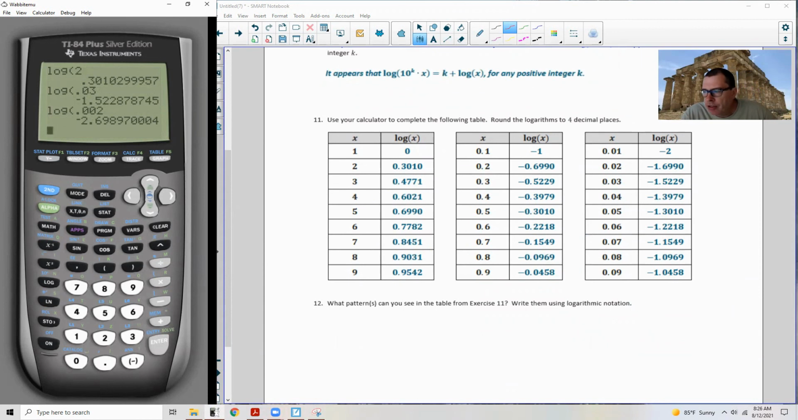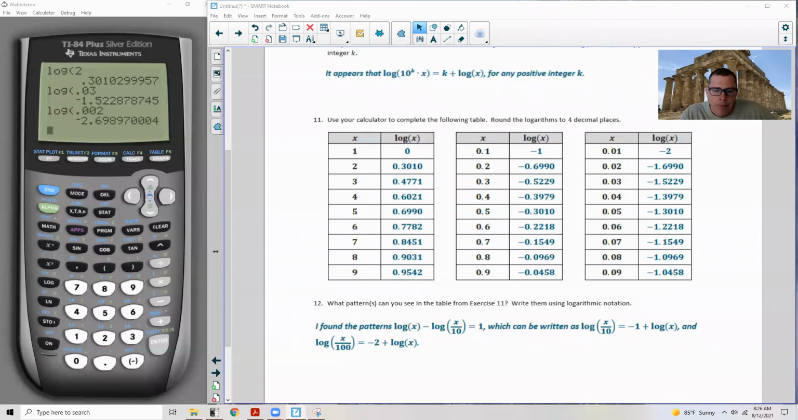So now it says, what patterns do you see in the table from exercise 11? Write them using logarithmic notation. Okay, so what you can say here is, I found the patterns of log of x minus the log of x over 10. In other words, -1/10 to equal 1. Which can be written as log of x over 10, which equals -1. So they're talking about right here. Plus the log of x, -1 plus the log of x.